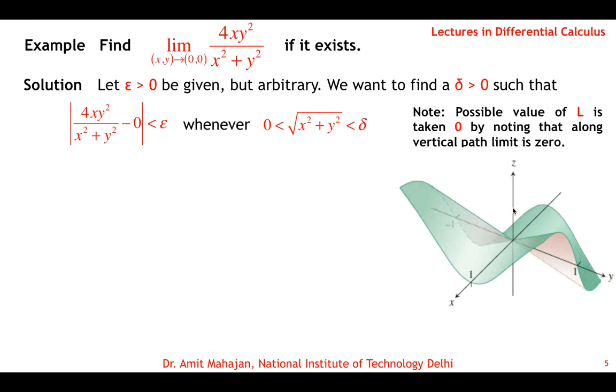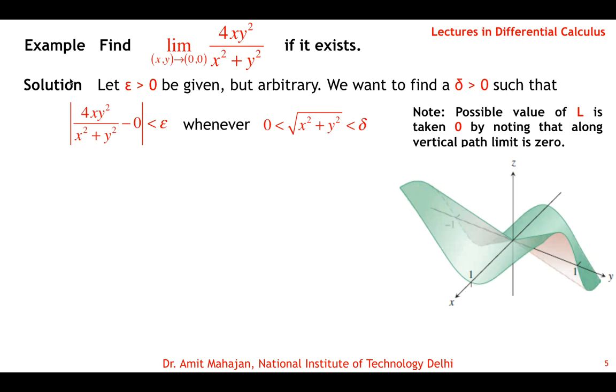So when x is 0 and y is non-zero, that's the vertical path along the y-axis if we approach the origin. So for any point on the y-axis other than the origin, y will be non-zero and x will be 0. If I use that path, then the numerator will become 0 and the denominator is y square. So it will be 0 by y square, and when y approaches 0, the limit value must be 0. So by that path L is 0. So if the limit does exist, then the limit should be 0, because the limit has to be unique.